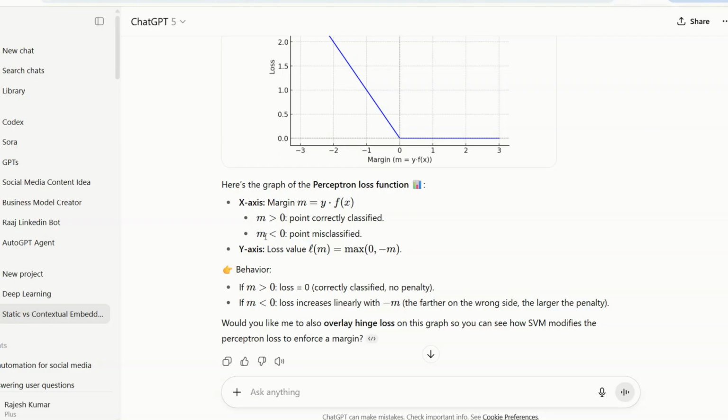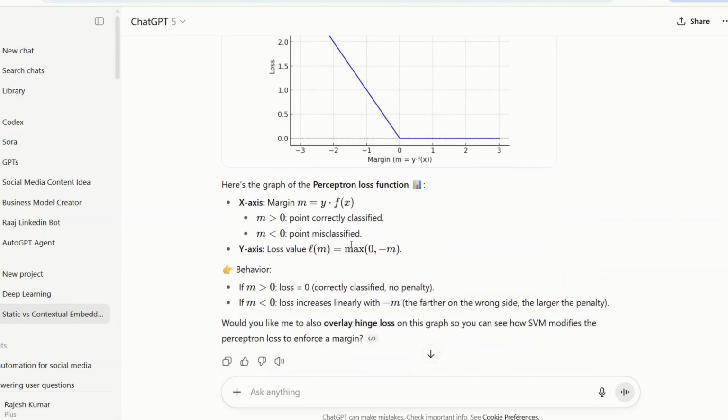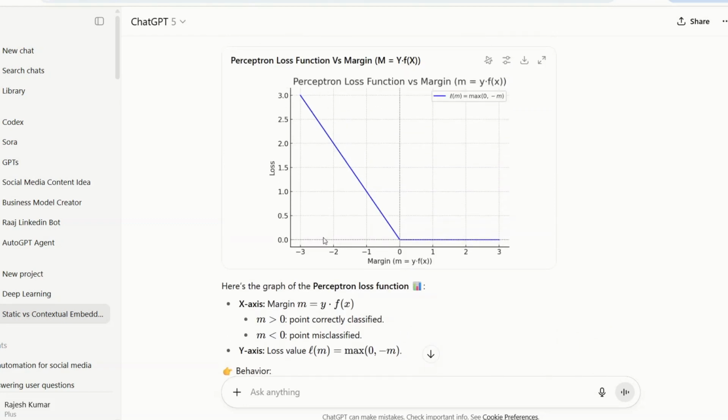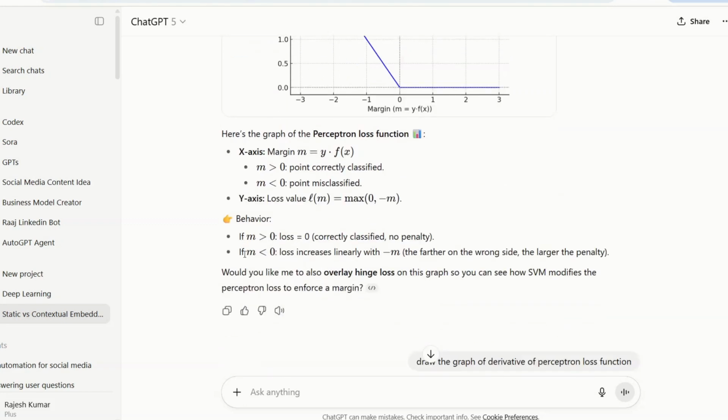Okay, if m is negative, then the point is misclassified and there will be error. I can say that my loss is proportional to m. The more negative m is, the farther you go, and your loss will be maximum. This is what I'm saying: if m is positive, then there's no loss, no penalty, because everything is okay. I don't need to update my weight and bias.